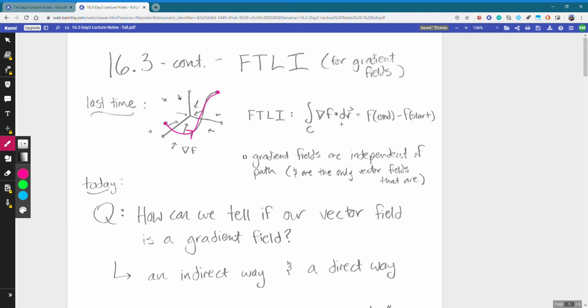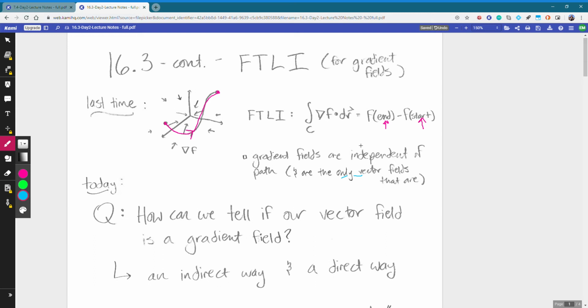And because of this fact that the value of the integral only depends on the endpoint and start point of our curve and does not see anything in between, really, we saw that gradient fields are independent of path, right? It doesn't matter what path we take from our starting point to our endpoint. The FTLI says that we'll get the same result, right? It's the net change in f. We also, at the end of the lecture, mentioned that gradient fields are the only vector fields with this property.